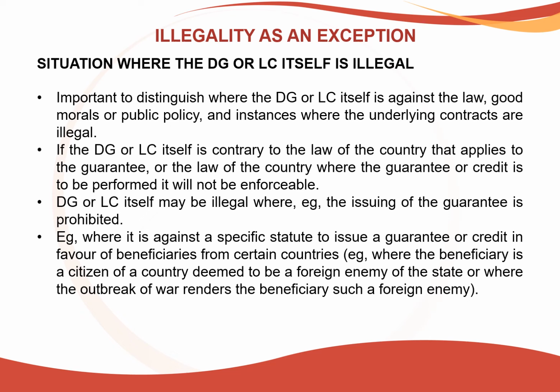Such illegality can be an existing or supervening event, and in either event, the guarantee will be rendered null and void. A supervening statutory prohibition often happens where a government decides to impose trade and financial sanctions against a specific country. Such a sanction could prohibit payment for a certain time period, but could even continue after the sanction has been lifted. A demand guarantee or letter of credit itself may also be illegal, for example, where the issuing of the guarantee or credit is forbidden. This will be the situation where it is against a specific legislation to issue a demand guarantee or letter of credit in favor of beneficiaries from a specific country. For example, when the beneficiary is a citizen of a country deemed to be a foreign enemy of the state, or the outbreak of a war makes the beneficiary such a foreign enemy.